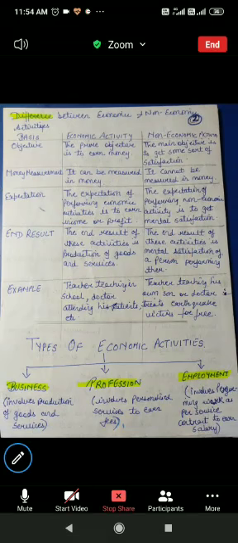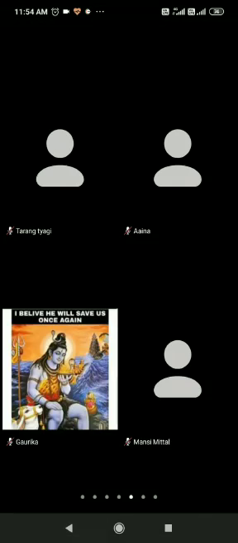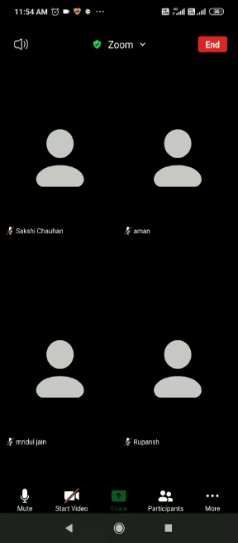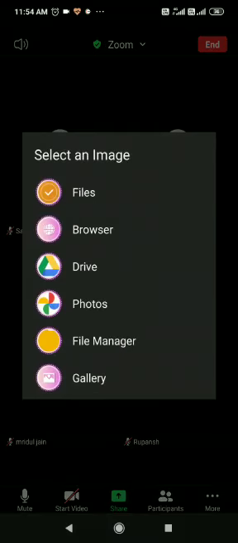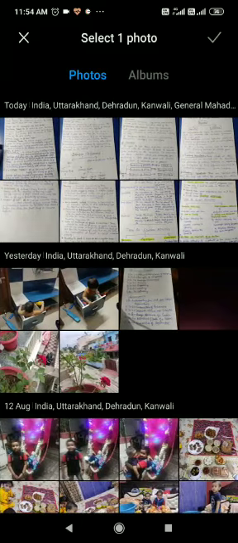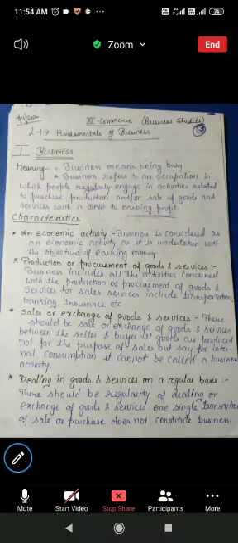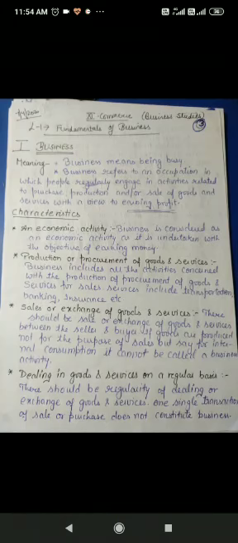So now let's do it one by one. First we will be doing business. What do we mean by business? Business means being busy, when you are busy in doing something. So, business refers to an occupation in which people regularly engage in activities related to purchase, production, and or sale of goods and services with a view to earning profit.